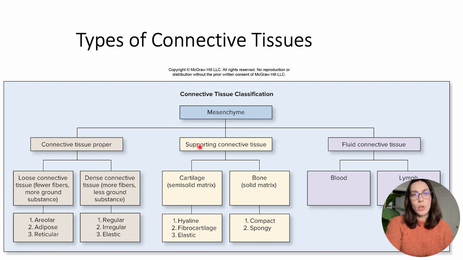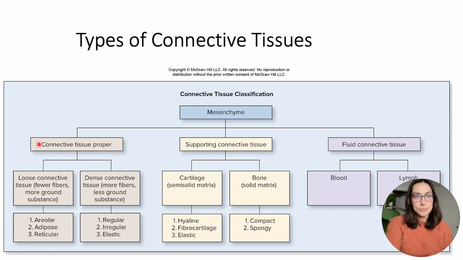The second category is supporting connective tissue, and these are going to be very hard, solid structures. And then there's the fluid connective tissue, which is liquid and is just blood and lymph. Yes, blood is a connective tissue, and lymph is another fluid, also connective tissue. So let's go back to connective tissue proper.